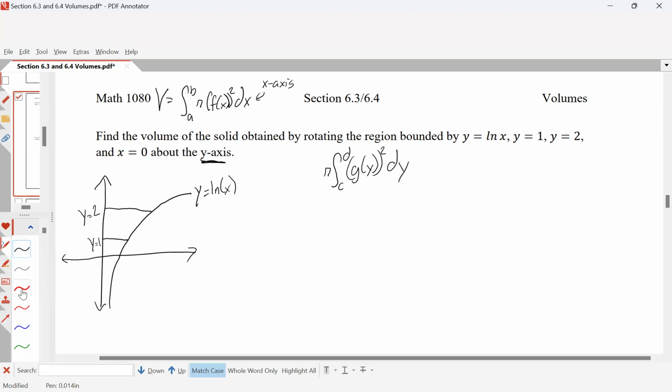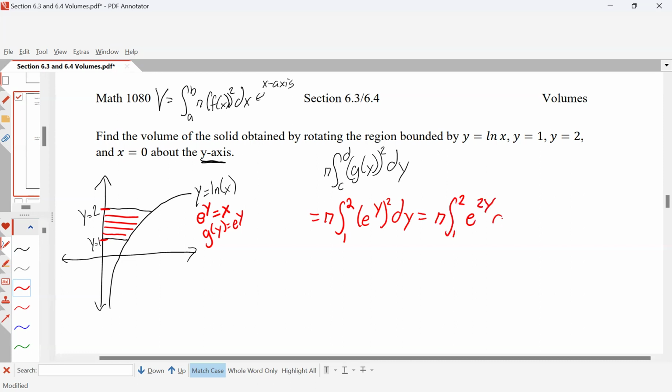Now y equals natural log of x is a pretty easy function to solve. That is e to the y equals x. So here is our function g of y being e to the y. Since we're going around the y-axis, our bounds are this 1 to 2. So our integral is pi times the integral from 1 to 2 of e to the y squared dy, or pi times the integral from 1 to 2 of e to the 2y dy.